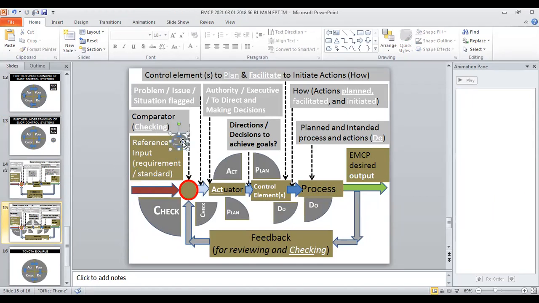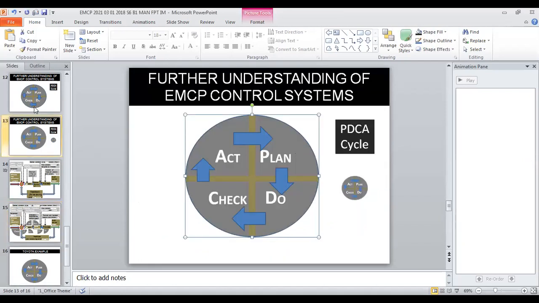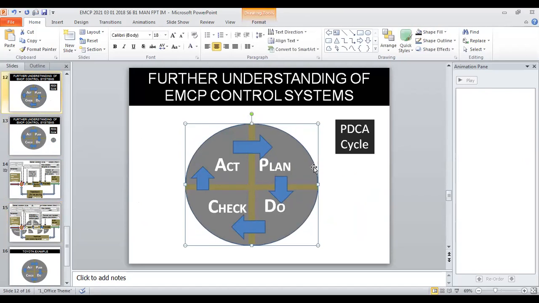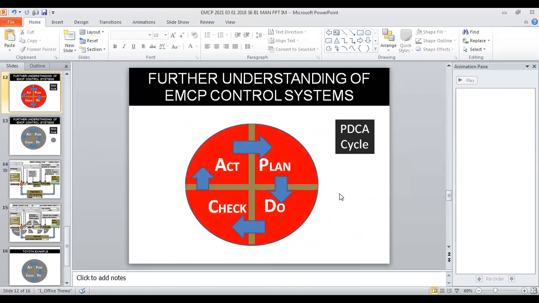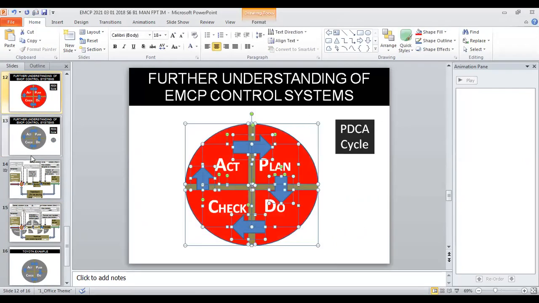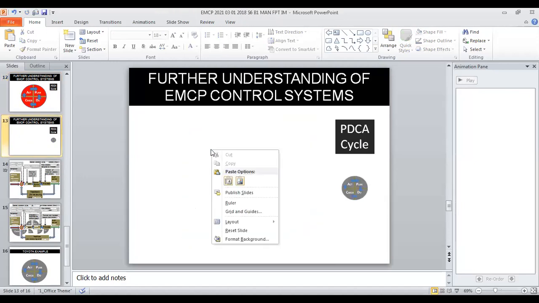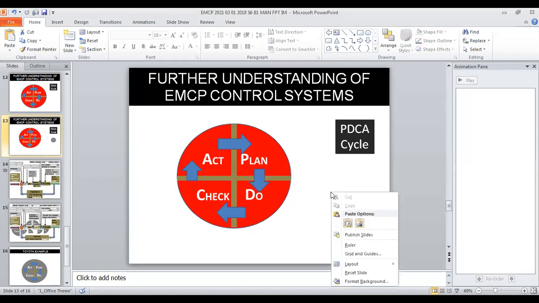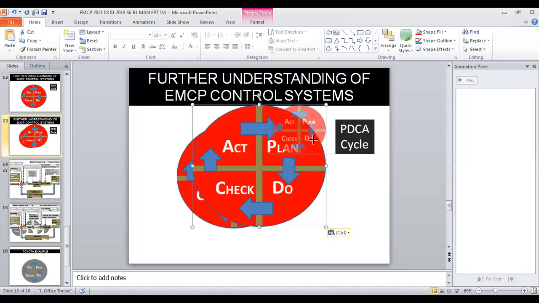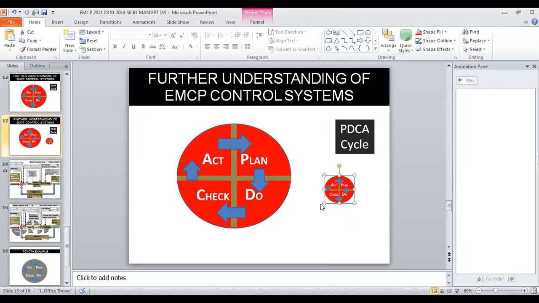The colors are not very good. Ah, this is okay. When you see this, you should recognize this is PDCA.